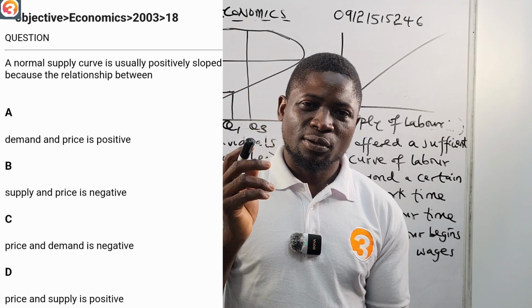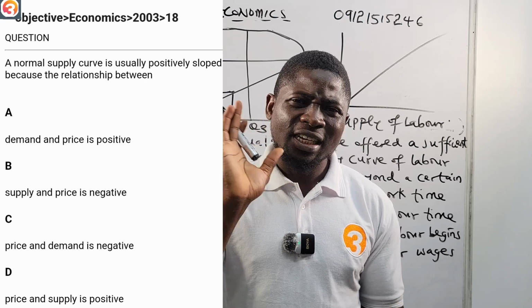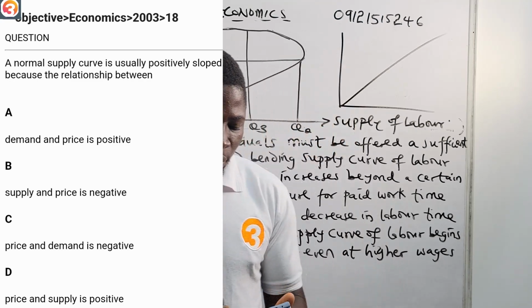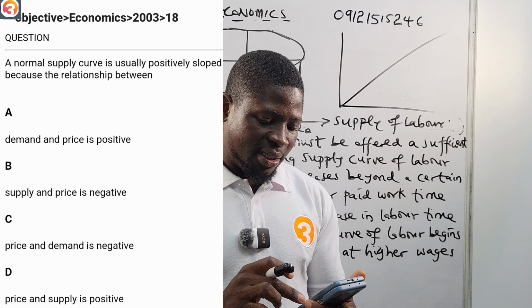Okay, correct answer is option D because they go in the same direction. The higher the price, the higher the quantity supplied. So the correct answer will be option D.